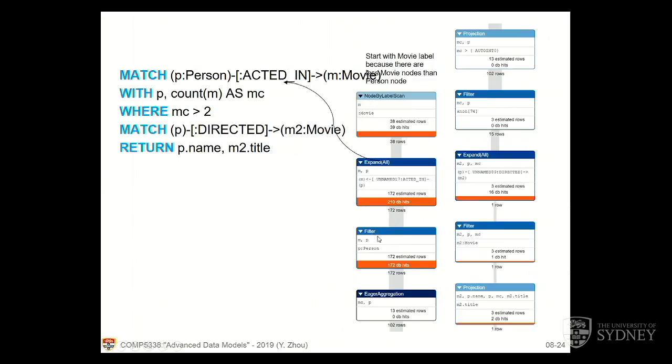After we expand that, there's no guarantee that the node on the other side is of person type. We know it has to be of person type, but the system doesn't know. So it needs to check that the other nodes are of person type. So there's a filtering, but it won't really change anything. So it's 172 and 172.